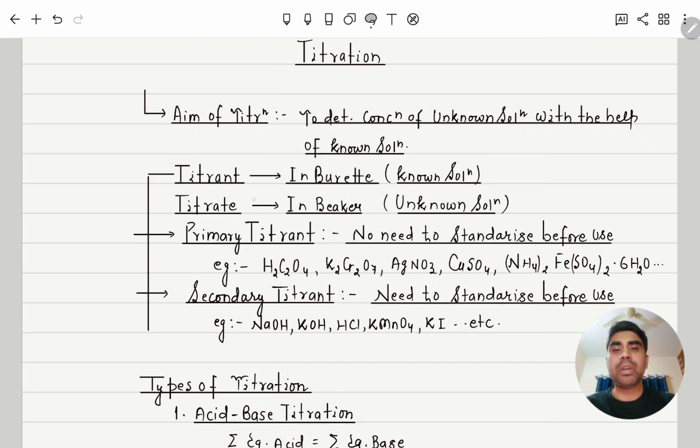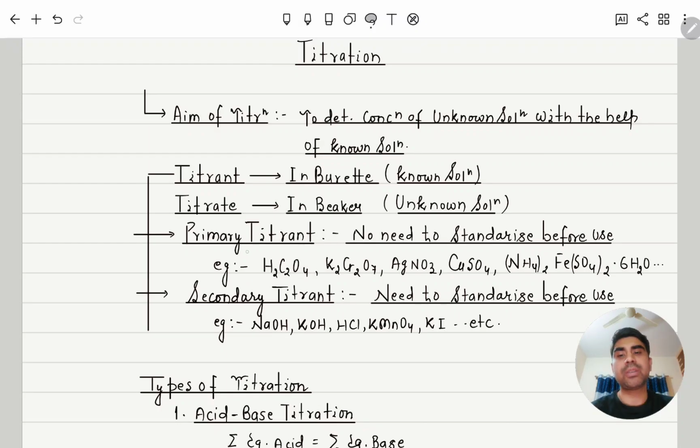Here the titrant in the burette will be a known or standard solution, and the titrate in the beaker is the unknown solution. There are two types of titrant in the burette. One is primary titrant. For this there is no need to standardize before use. Whatever the concentration is, it is the same and does not fluctuate. Whereas a secondary titrant we always need to standardize before use, meaning its concentration needs to be standardized.